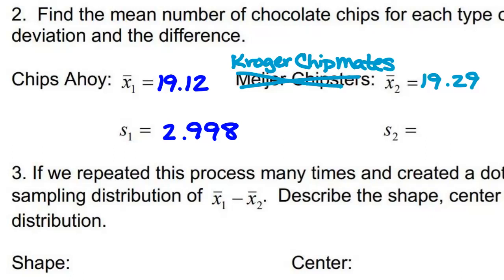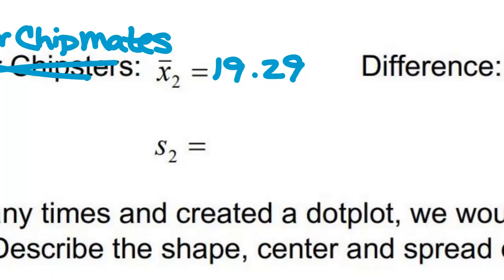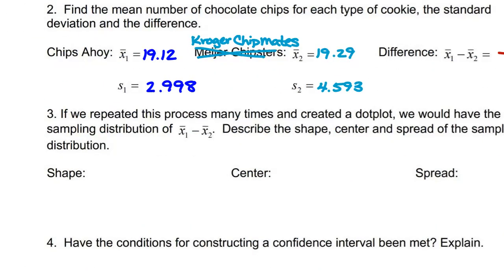All right, and for the other one, does anybody have a value for that one? 4.59. Since I took the other one out 3 places, I'm going to take this one out 3 places. There we go. All right.